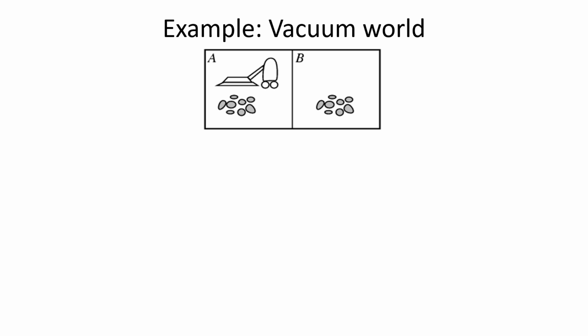In the vacuum world example, a state is defined by two pieces of information: the location of the agent and the location of the dirt. To understand the size of the state space, consider this. If there are two possible locations and each location can be either clean or dirty, we can combine these possibilities to determine how many distinct states the agent may encounter.